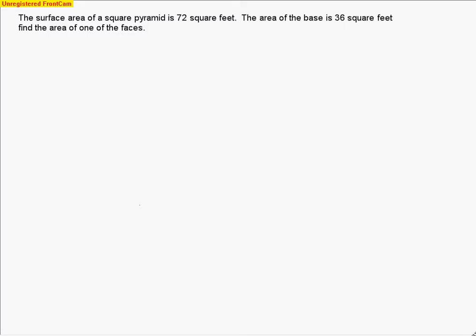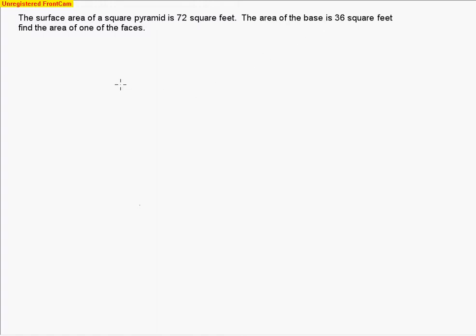The last problem you see on tonight's homework asks us to find the area of one of the faces of a square prism. Well, in this case, or actually maybe just a rectangular prism, but anyhow, we're going to do one that's similar to that. This is finding the area of one of the faces, given that the surface area of the square pyramid is 72 square feet. The area of the base is 36 square feet.